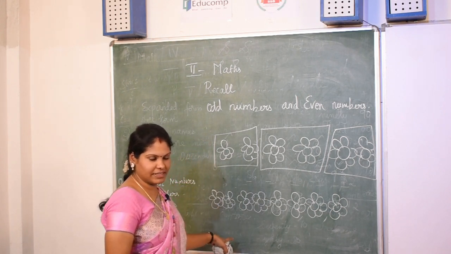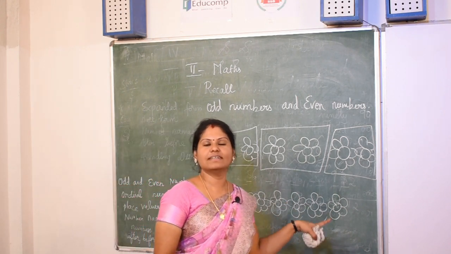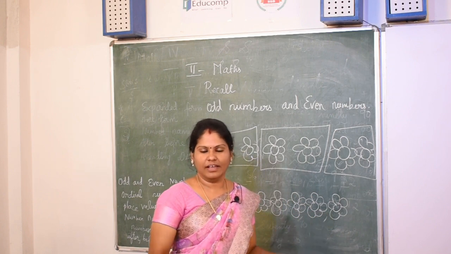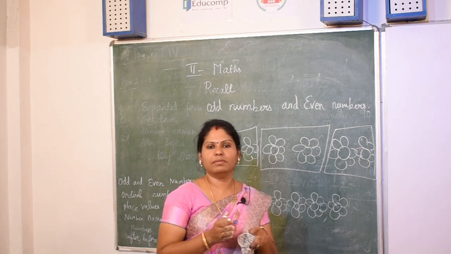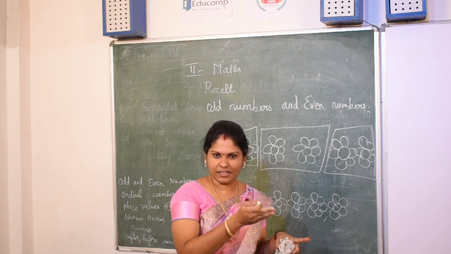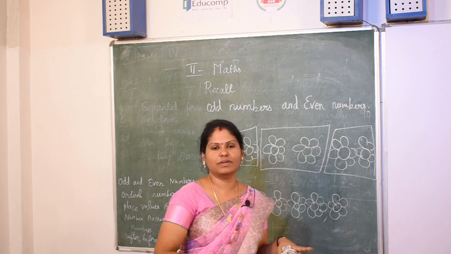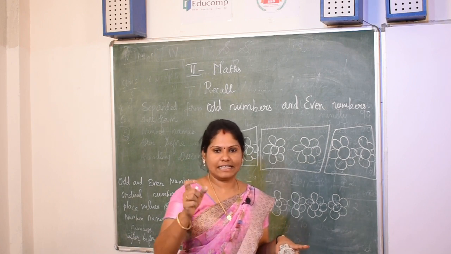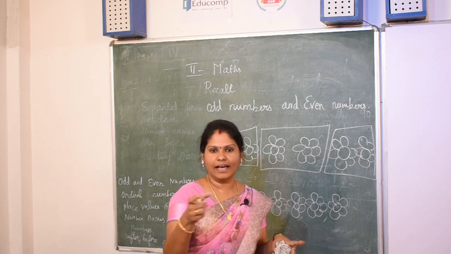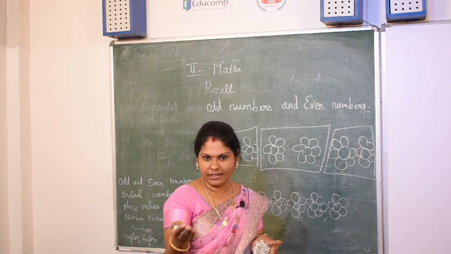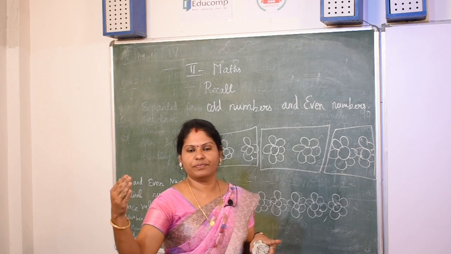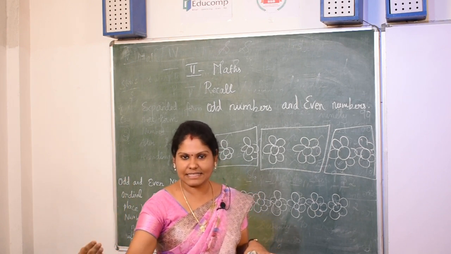This is the method to find out whether a number is an even number or an odd number. If a number can be divided into pairs, then it is an even number. If after dividing into pairs a number or a thing is left, then it is an odd number.